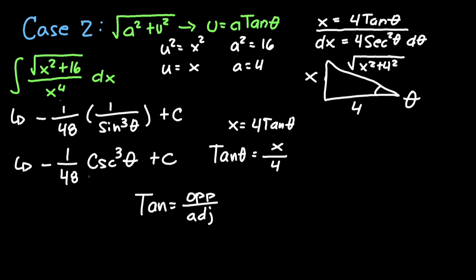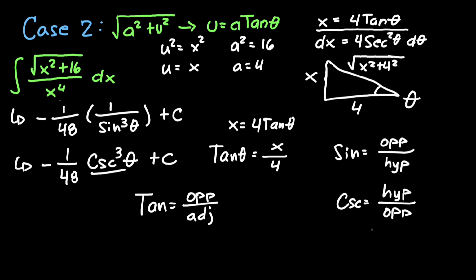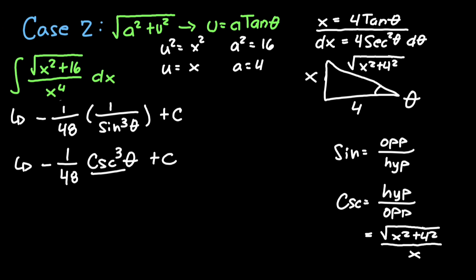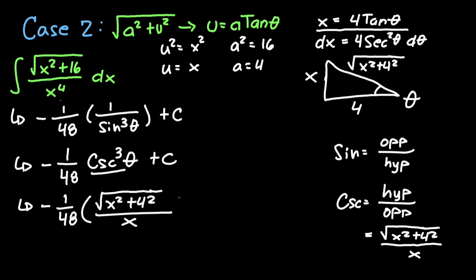And now that we have all our data, let us find cosecant. If sine here is equal to opposite over hypotenuse, the inverse of this, which is cosecant, is hypotenuse over opposite. And so taking the hypotenuse here, it would be the square root of x squared plus 4 squared over the opposite, which is x. Now that we have our data, let us start substituting it. So this would be negative 1 over 48, and cosecant here would be equal to the square root of x squared plus 4 squared over x, plus c.